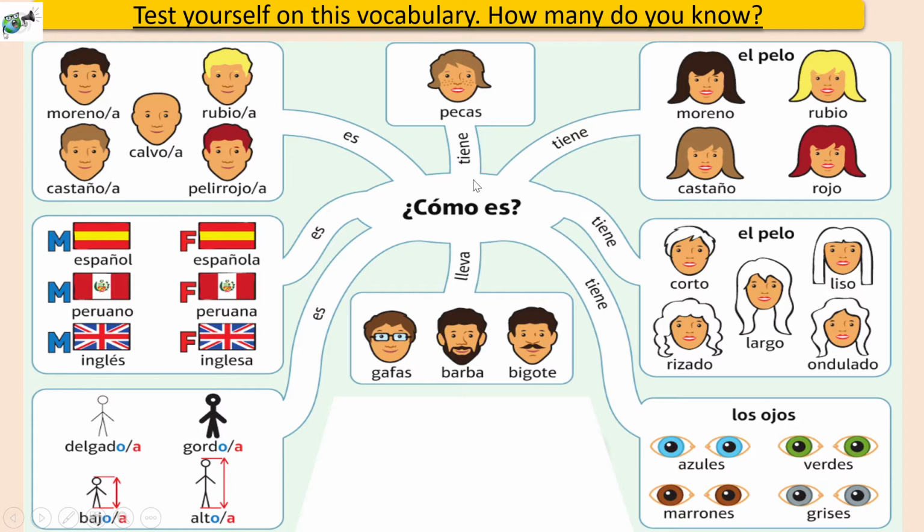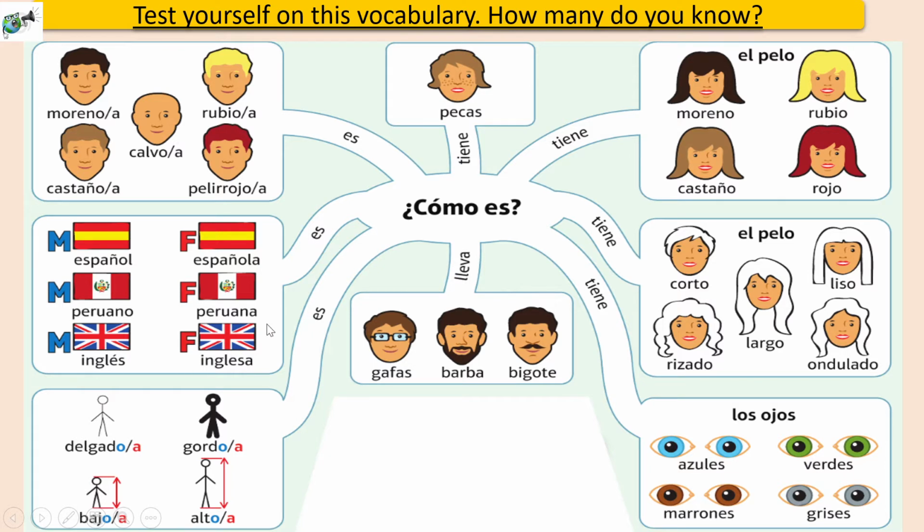Let's go back to the top. Tiene pecas. These might come out in the sun for some people, or some people might have them all the time, and they are freckles. Back to the centre, and we have es. We are talking about, again, their hair, to say he, she is blonde, or he, she is bald. I personally would stick with having a certain type of colour of hair, and if you're saying someone is bald, then you need to go over here.